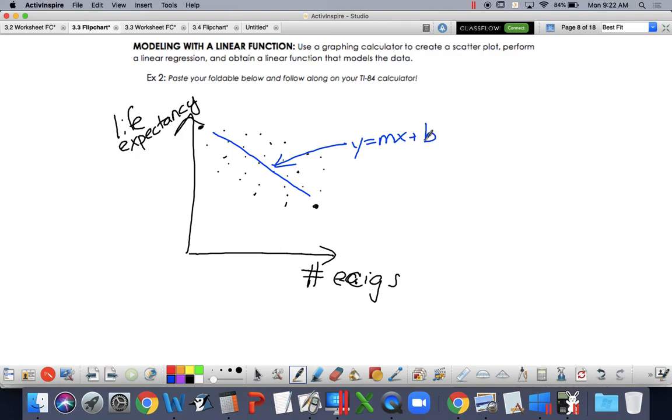Now, obviously, there's a lot more that goes into this type of thing. But what we're going to do is take some of these points and write an equation of a line so that if somebody else comes in, I can say, oh, you smoke 12 cigarettes a day? I'll plug that in for my x value and get out how long I think you're going to live. I'm sorry, that's kind of a morbid example. That's just what came to mind.